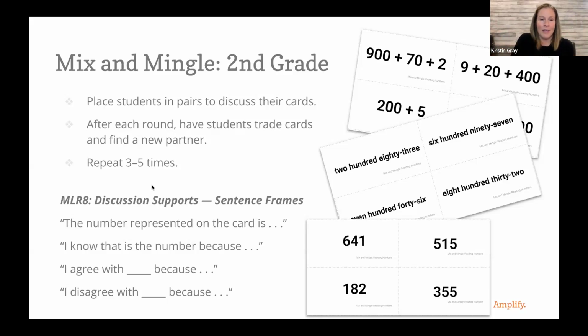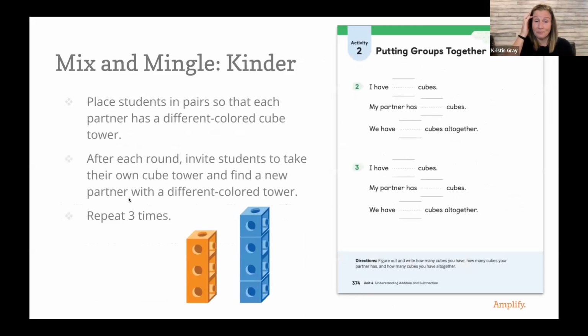If we looked in kindergarten, instead of having cards, we might do something where each kindergartner has a stack of the different colored cube towers. So I might have the 3 orange, Ryan might have the 4 blue, and we partner up and we have in our student edition where they're actually putting in the number. So I have 3 cubes, my partner has 4 cubes, we have 7 cubes all together. Then they take their tower and they find another partner and they do the same exact thing. So it's practicing that addition, but with the connecting cubes. And you repeat it a few times.